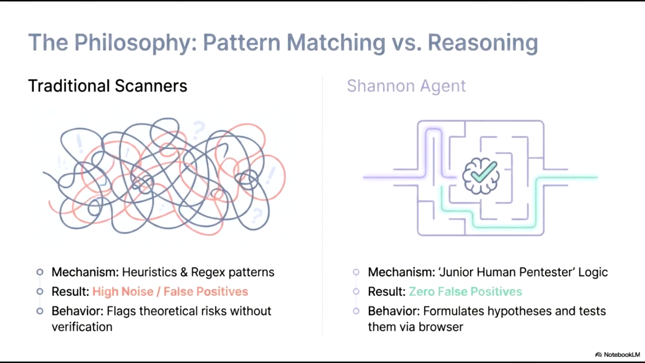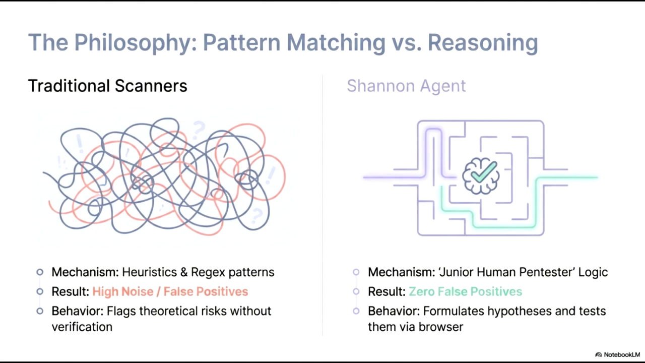To understand the evolution of vulnerability detection, we must look at the fundamental shift from pattern matching to reasoning. On the left, we see traditional scanners. These tools rely primarily on heuristics and regex patterns to identify potential issues. While broad in scope, this approach is inherently noisy, producing a high volume of false positives.